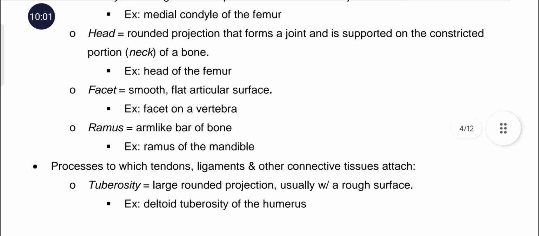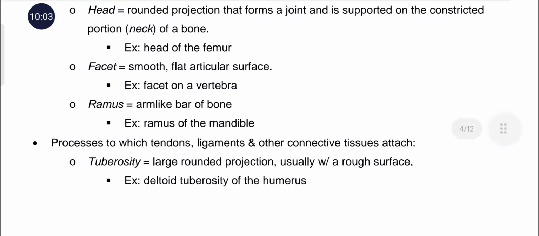Next is head. Head is the rounded projection that forms a joint and is supported on the constricted portion of a bone, or neck of a bone. For example, head of the femur. Next is facet. Facet, as the name itself indicates, is a flat articular surface, smooth in nature. Example is the facet of a vertebra, which helps the vertebrae to lie on each other. Next is ramus. Ramus is the arm-like bar of the bone. For example, ramus of the mandible.